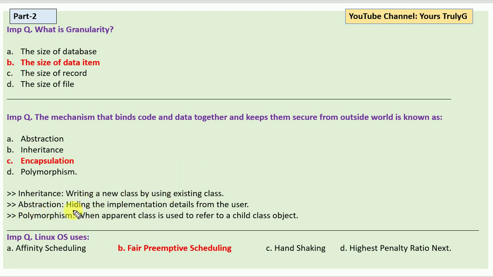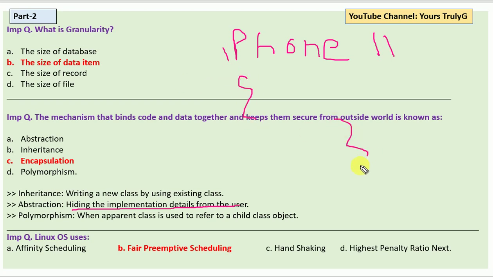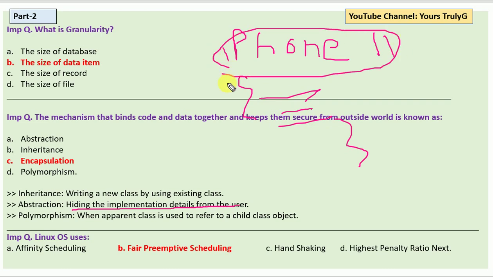Abstraction is hiding the implementation detail from the user. Suppose you are the user, and I am the designer, the architect, of the iPhone 11. You are the customer. I am not going to disclose all the coding and the script that I have written to develop this, because that is unnecessary stuff for you.